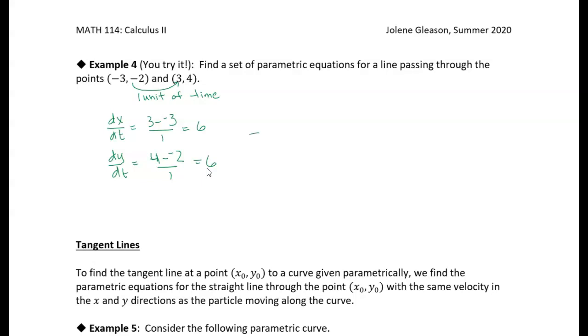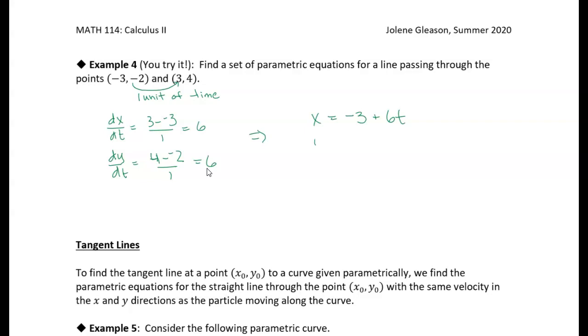Then it's just a matter of saying, well, I'm starting at, we've got to pick a point. We're starting at -3, -2. That's what I assume, that we're starting there. So we're starting at an x value of -3, and over each time period, we're going to move 6 units in the positive direction. So that's it. That's my parametric equation.